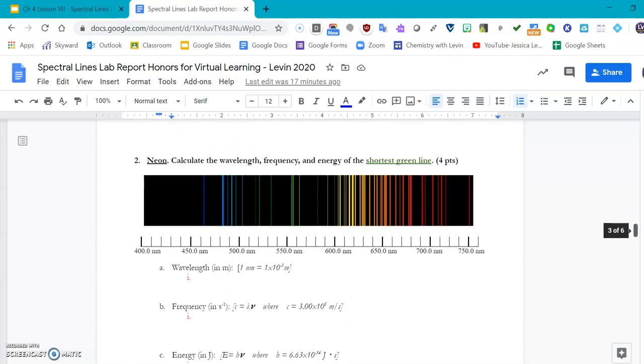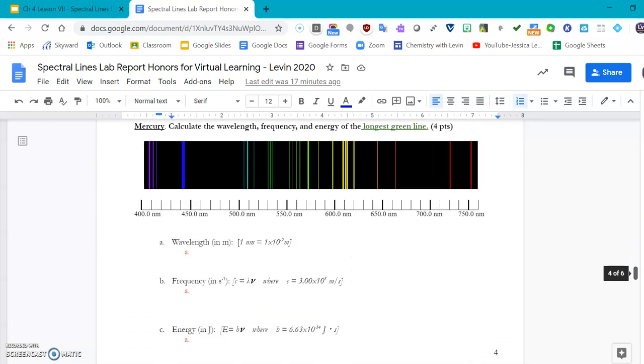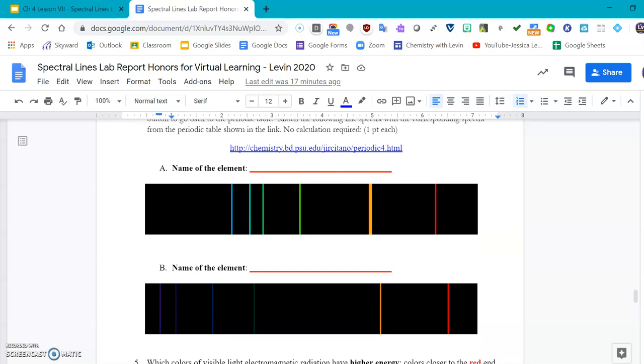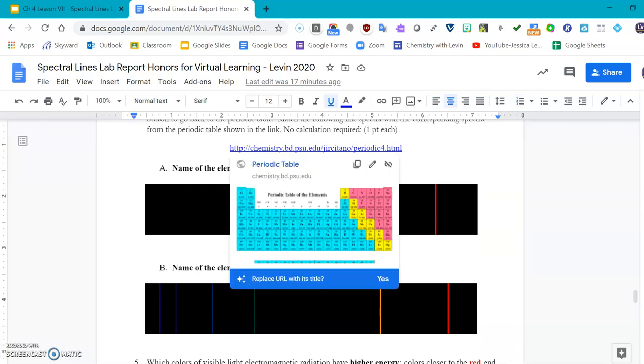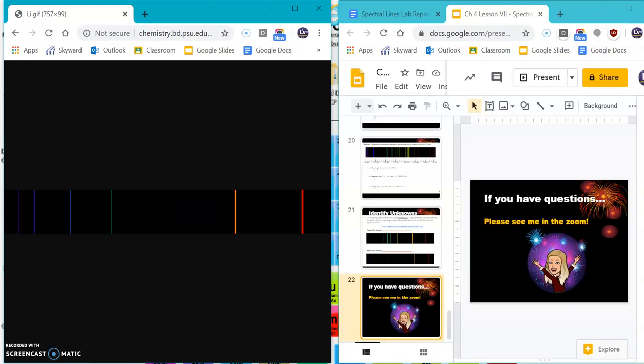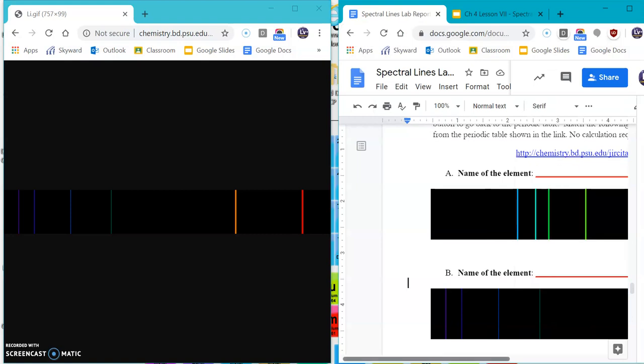Lastly, you are going to calculate your neon, your helium, and your mercury in the same way. And then you can use this fabulous website from the good people at one of the satellite campuses at Penn State in order to look for the period 2. You're going to click on lithium. You see this come up, and you can compare that. I'm using my dual screen to split. And you can see if your lab is going to match what you see.